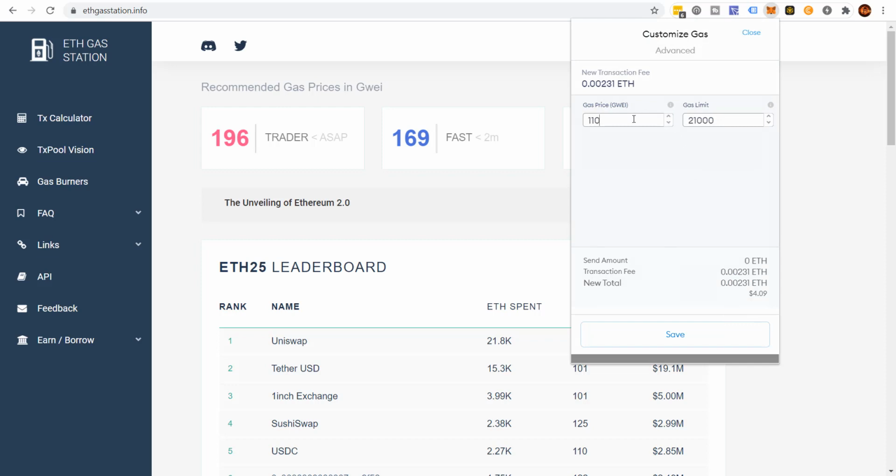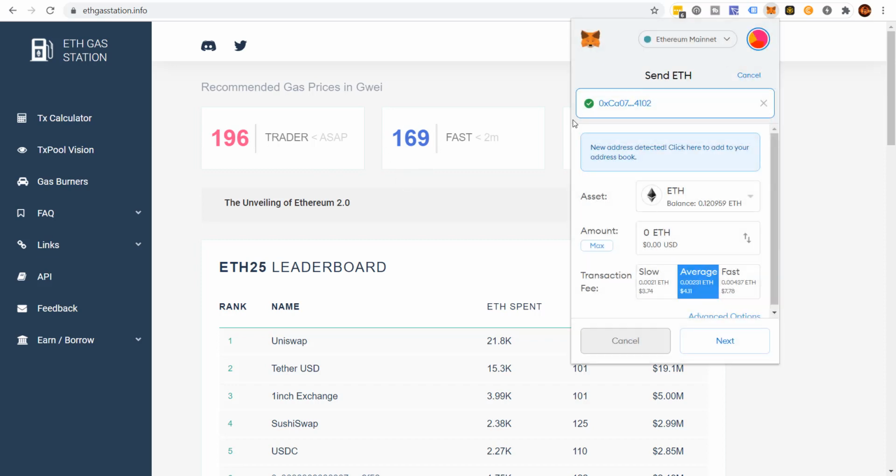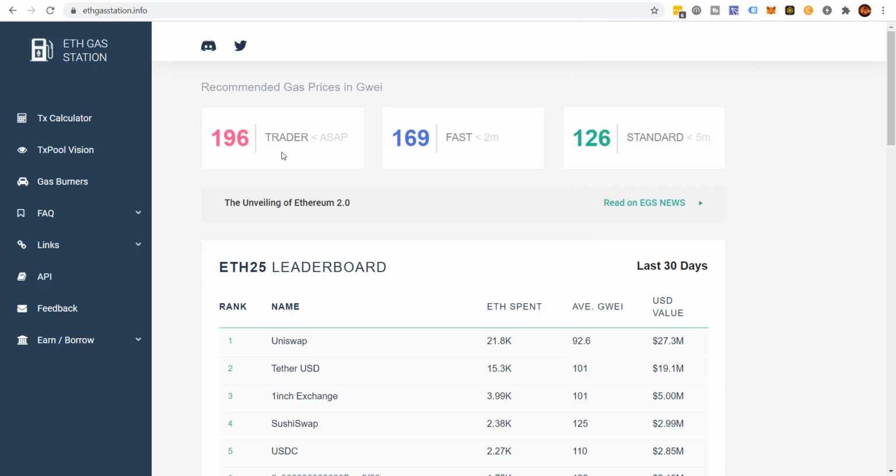So it would be like this. It's currently 126, then you could change it to maybe 140. That way you're going to pay $5.15, but you're not going to have to worry about paying this price. That just gives you an example, a concrete example of how you pay more Gwei to get your transaction through faster. And this is just an approximation of how much it would take to get your transaction through.